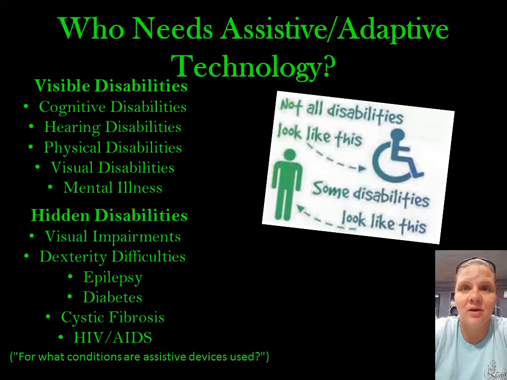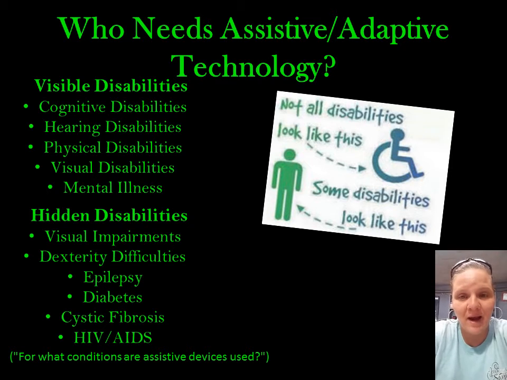Visible disabilities include things such as cognitive disabilities, which are learning problems, not focusing, not retaining or holding information. Hearing disabilities such as hearing loss or hearing impairment. Physical disabilities such as limb loss, paralysis, limited fine or gross motor skills. Visual disabilities such as color blindness and low vision, and even mental illness such as schizophrenia, bipolar disorders, anxiety, and even eating disorders.